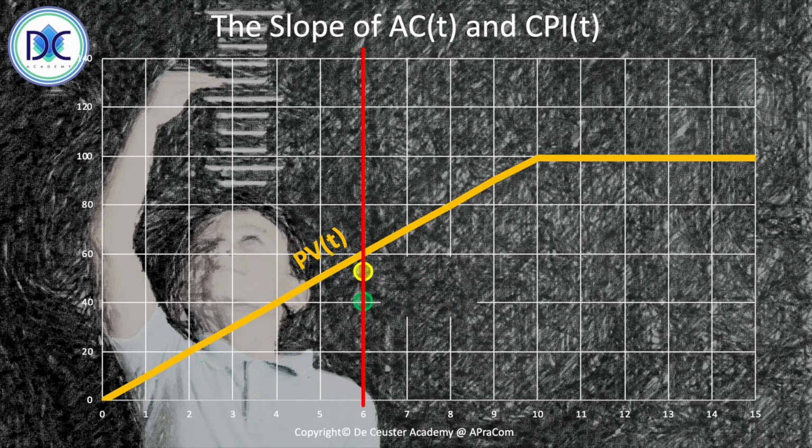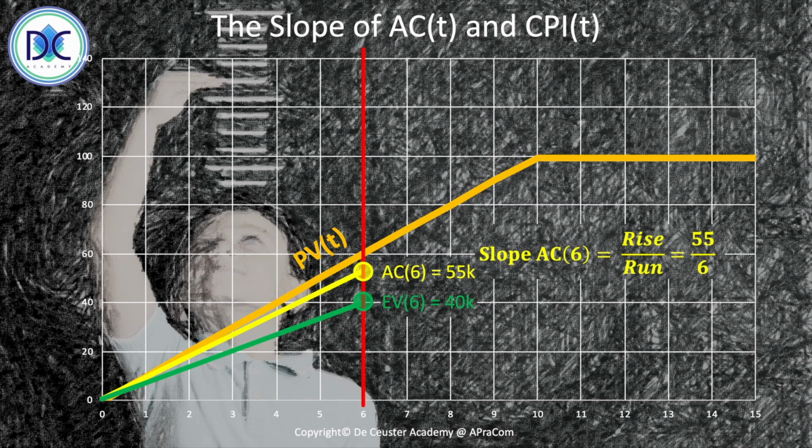So what we're going to do, we're going to use that to create the slope and to extrapolate like we did before. So we have here the actual cost also with the yellow line, and with this yellow line I can calculate the slope of the actual cost, which is again the rise divided by the run, which is 55 divided by 6, and we can find the CPI here, which is the earned value divided by the actual cost, which is 40 divided by 55, which is approximately equal to 0.73.